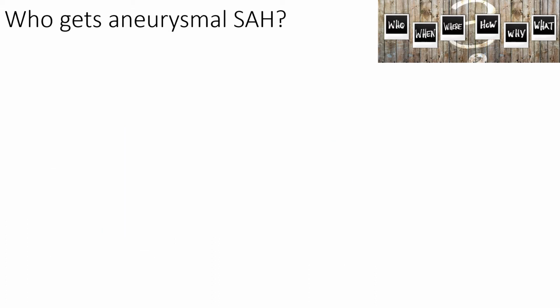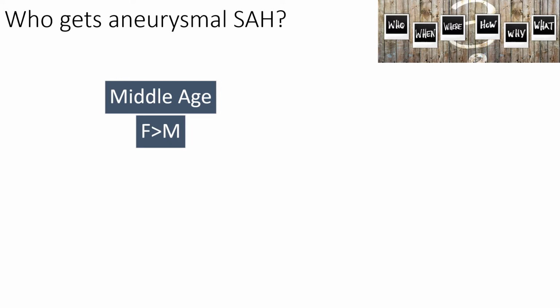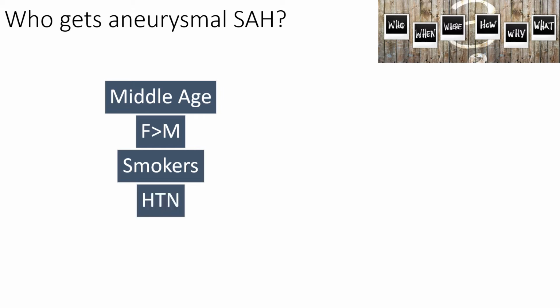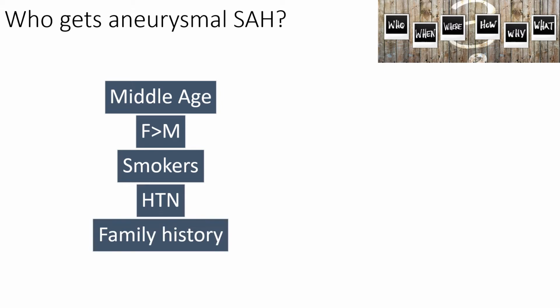It's important for us to understand who is at highest risk for getting a subarachnoid hemorrhage. This typically occurs in the middle-aged population. Patients who are around 55 years old is the mean age. Women also more commonly than men get aneurysmal subarachnoid hemorrhage. Smoking predisposes you to aneurysm development as well as subarachnoid hemorrhage. High blood pressure is another risk factor. Family history of aneurysms or aneurysmal subarachnoid hemorrhage is also a risk factor, as well as drug use, particularly cocaine.